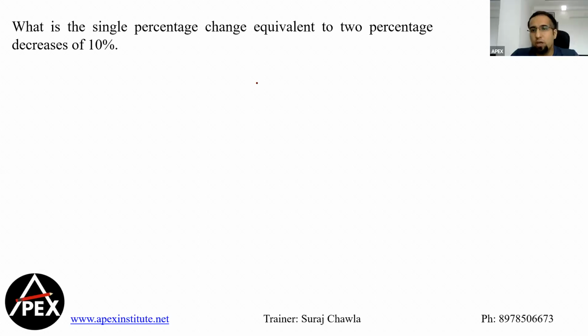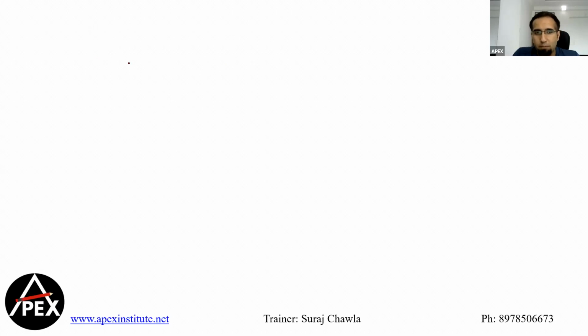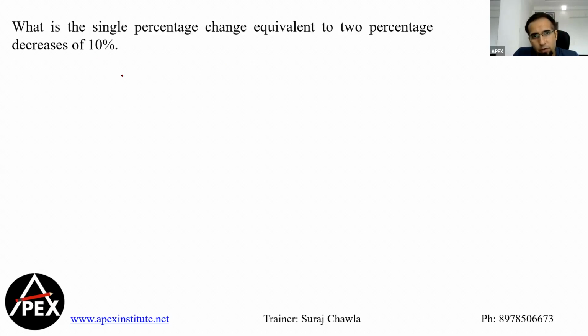So there are two equivalent decreases of 10%, guys. Two equivalent decreases of 10% would be nothing but, suppose your initial value was 100x. Then there's a 10% drop. So that means I'm talking about 10% of 100x, which is going to be 10x, it will be a drop. So the final value that remains is 90x.